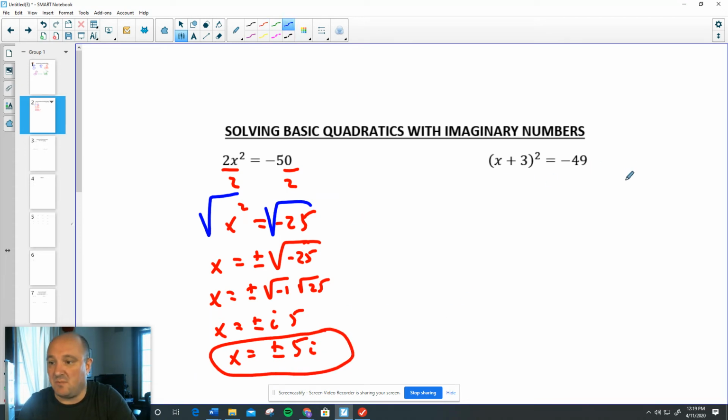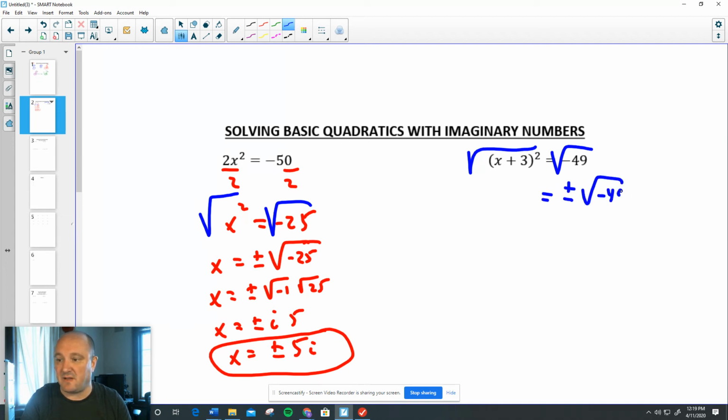Moving over to the problem on the right. This is similar in that I have a couple things I could do here. I could FOIL this out. I've got x plus 3 squared. I could FOIL it out and go from there. But using the square root method at this stage, I could just start by taking the square root of each side. When I've got an x squared, I'm taking the square root of it. So a plus minus will pop up in this situation.